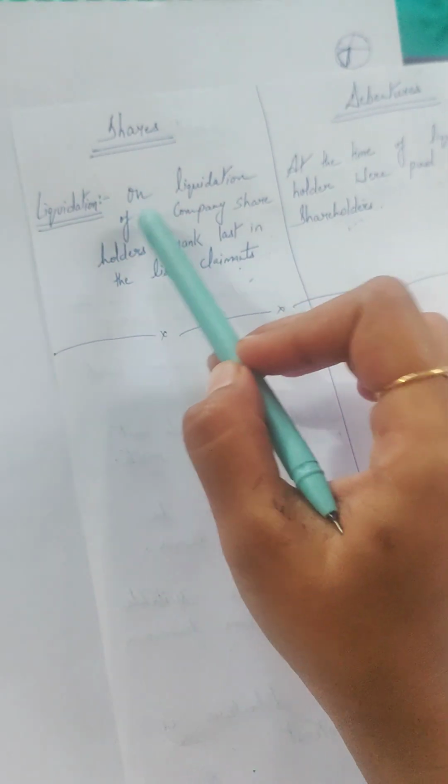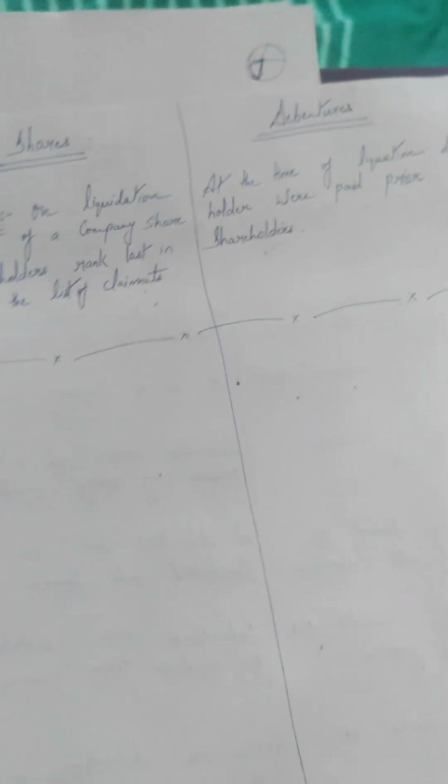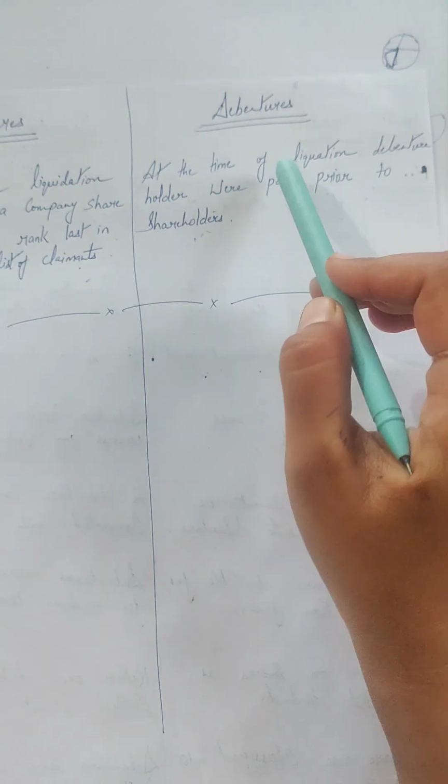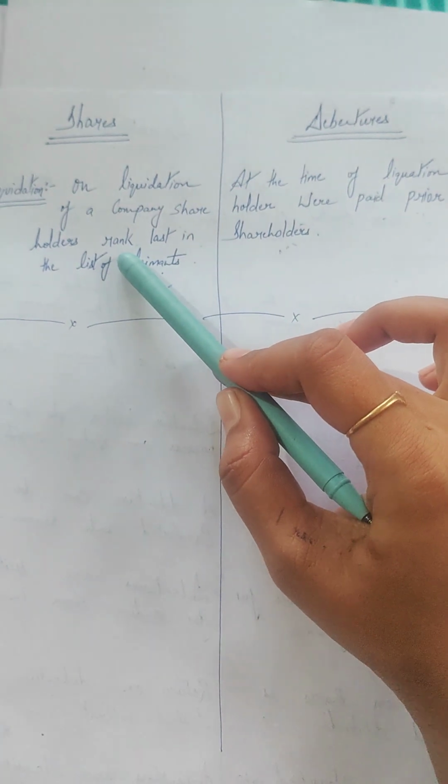Now the 9th point is liquidation. On liquidation of a company, shareholders rank last in the list of claimants. Now, why are they last in the list of claimants? Because when the company is liquidated, first they will check that whatever loan they have taken, they have to repay that first. So at the time of liquidation, debenture holders are repaid prior to shareholders.